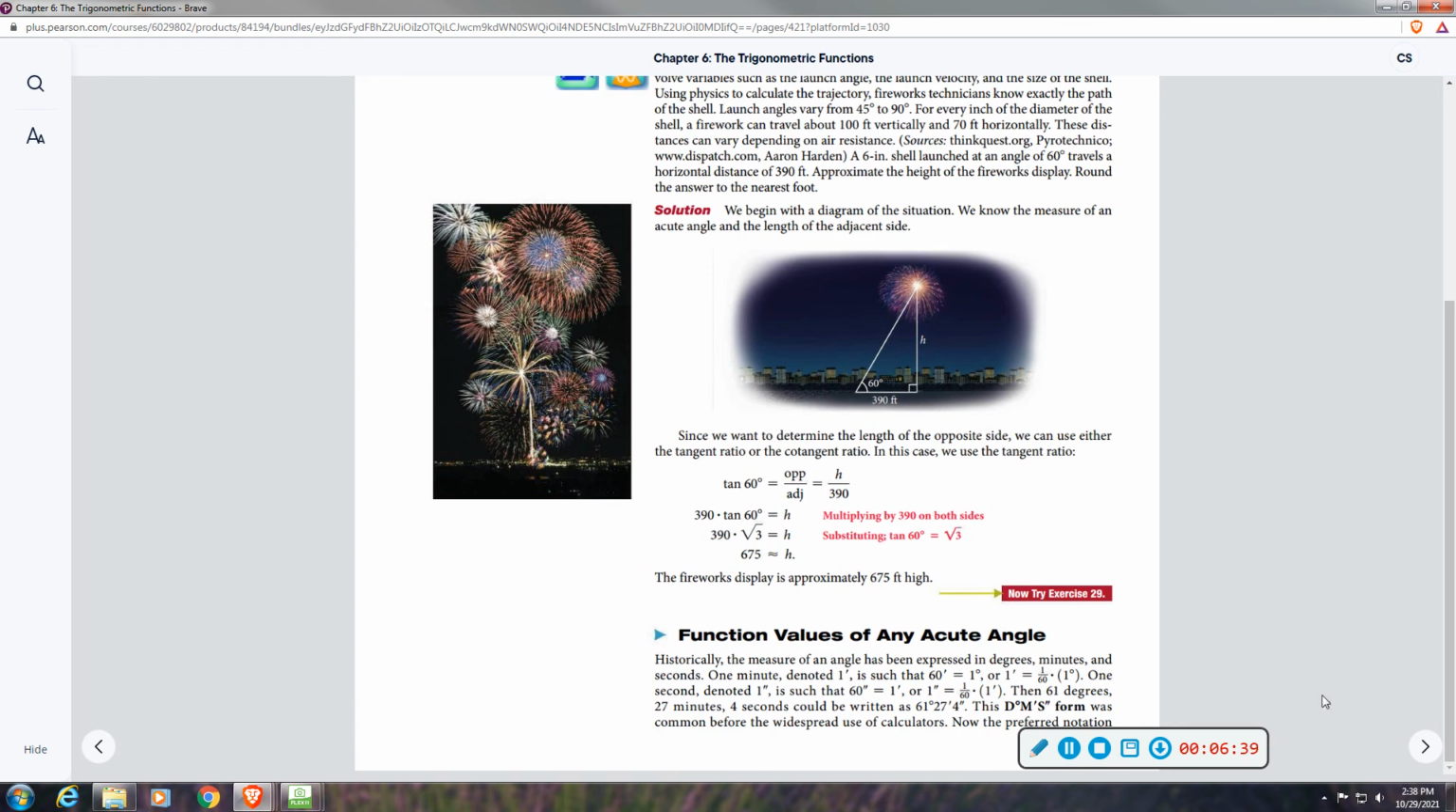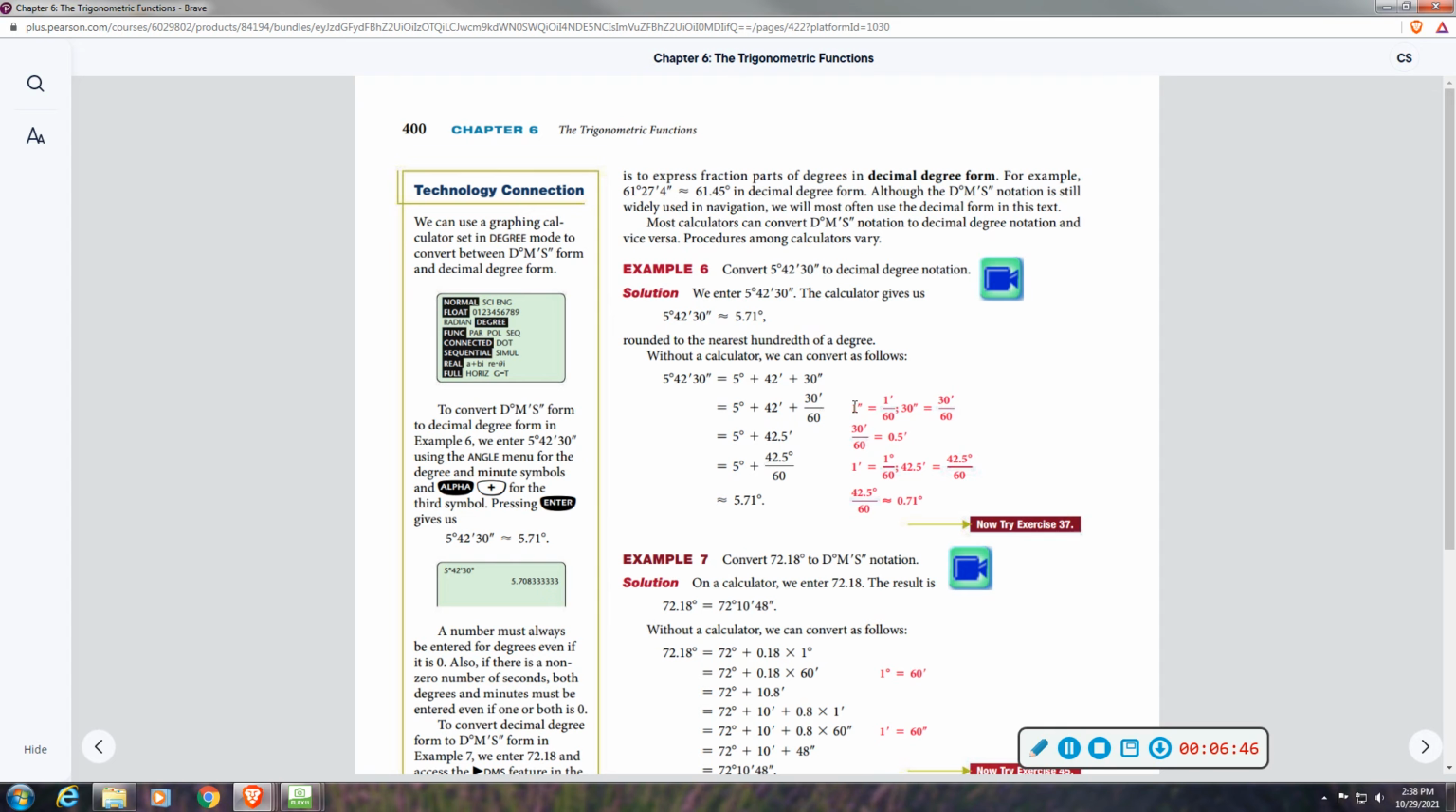So, function values of acute angles. This one talks about degrees, minutes, seconds form. We don't actually see any problems in this section with degrees, minutes, seconds, but we will see them in the next section. So let me talk about it. Degrees, minutes, seconds is a notation, different from decimal degree form. Decimal degree form is just like a regular degree with a decimal number. Degrees, minutes, seconds is a different form. You can almost think of it like hours, minutes, seconds.